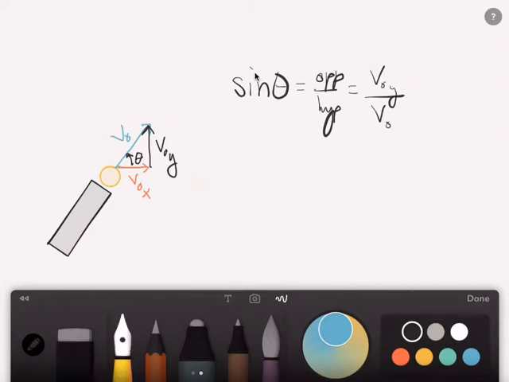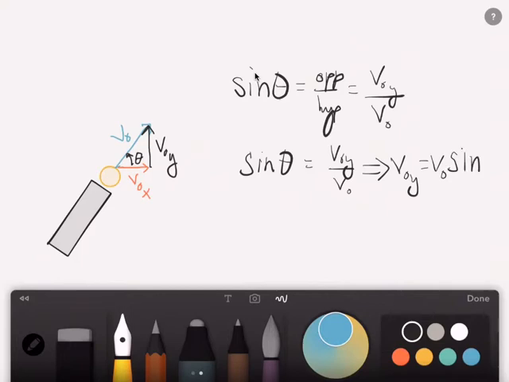Okay? So you have the sine of your angle in terms of the velocity in the y direction and just the initial velocity. So this equation implies that the initial velocity in the y direction is just equal to the initial velocity times sine of the angle theta.